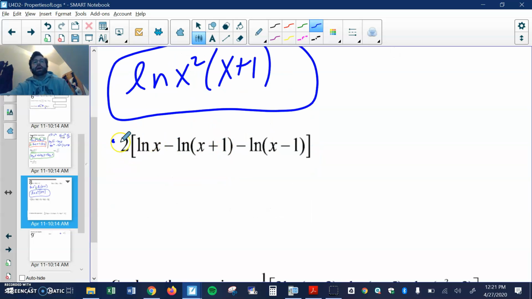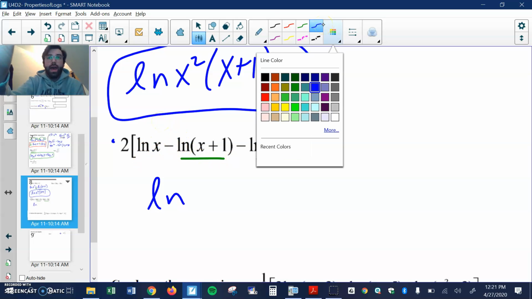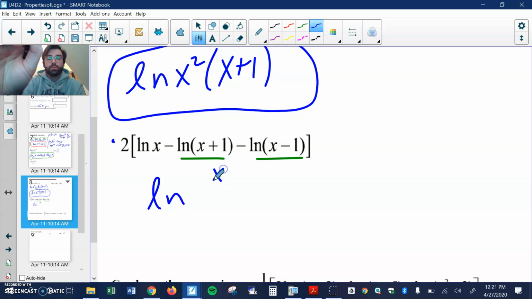All right, so I have this 2 out in front of everything, so I'm going to hold off on the 2, and I'm going to condense everything in the parentheses first. So I know that subtraction means division. Well, I'm subtracting this, and I'm subtracting that. That tells me that everything before the subtraction, so my x, has to be in the numerator. Everything that is subtracted is being divided, meaning this is in my denominator, the x plus 1, and the x minus 1 is also in the denominator.